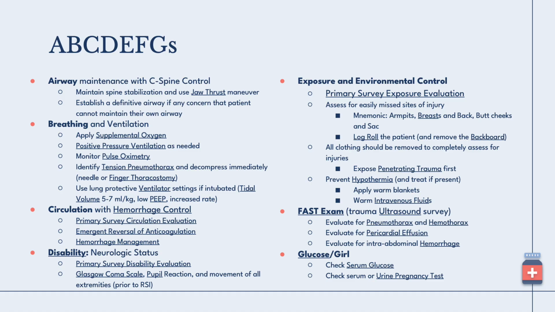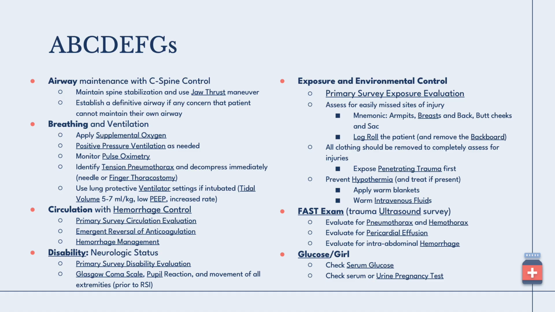Next is C, so circulation. So check those pulses. So do a primary survey, see if there's any evidence of extreme hemorrhage that we may need to control. Patients may need reversal of anticoagulant therapy, whether that be with Octaplex or vitamin K. And they may also need blood products as well.